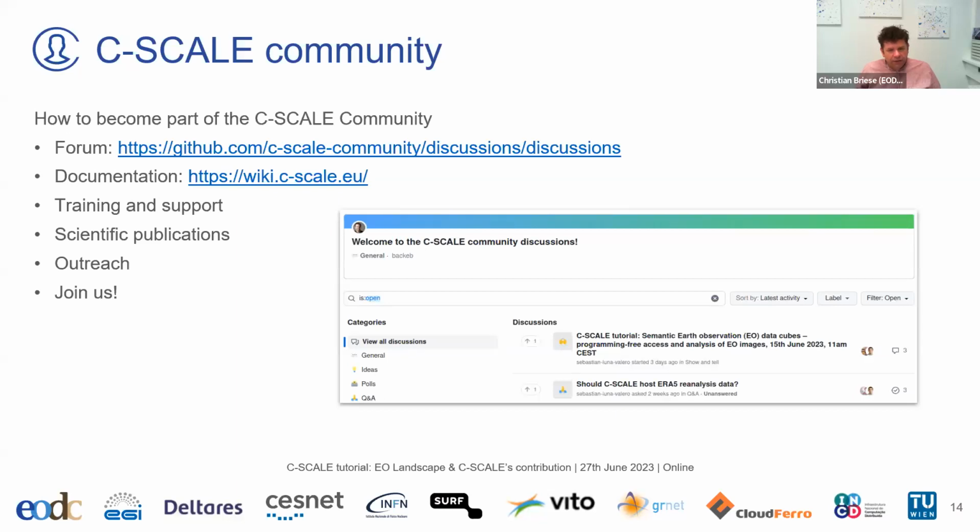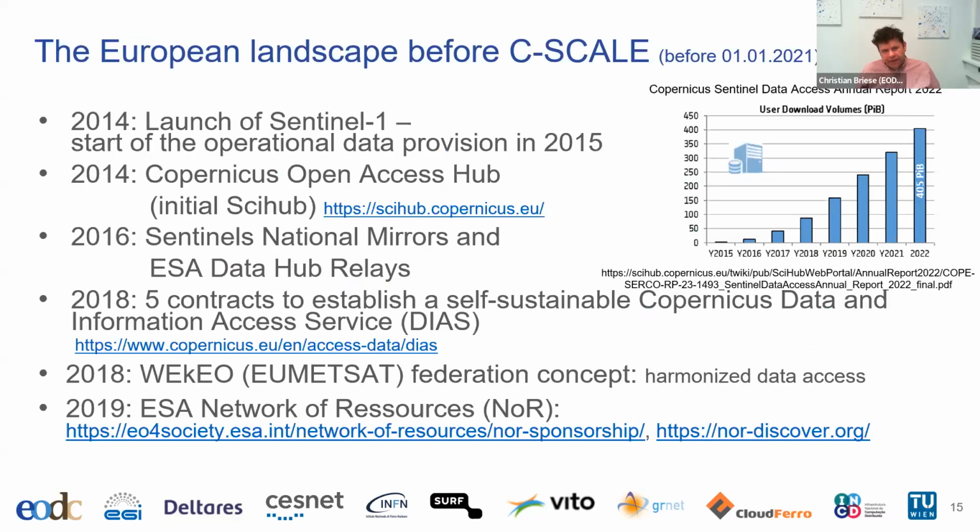Now, rather looking towards the main topic, looking back and forward towards the European landscape. So the first slide here really looks back. Before we applied for the project, we had in 2014 the launch of Sentinel-1 with an operational data provisioning starting in 2015. Initially, there was the Scientific Data Hub access available for all the users. So at that point in time known as SciHub. That distributed data in an open and free manner towards the community.